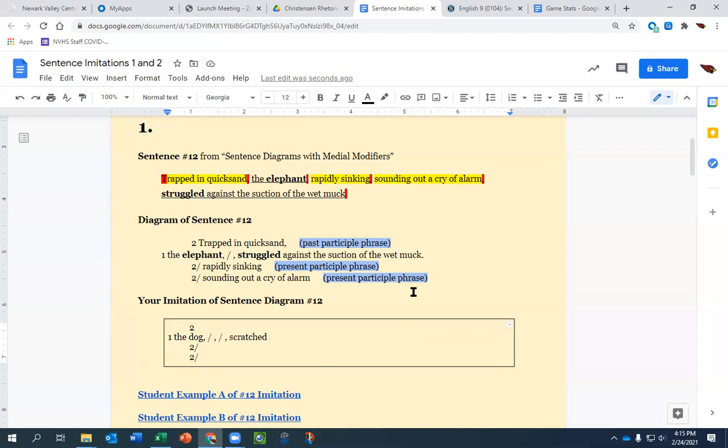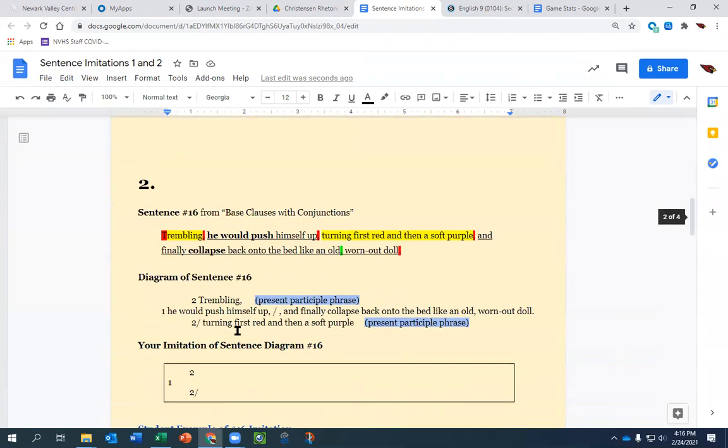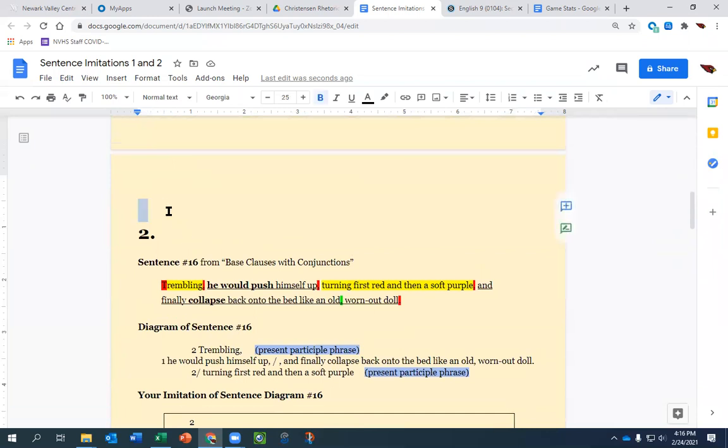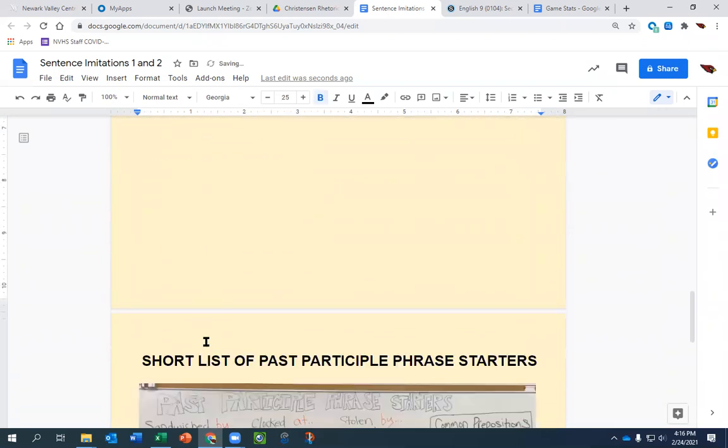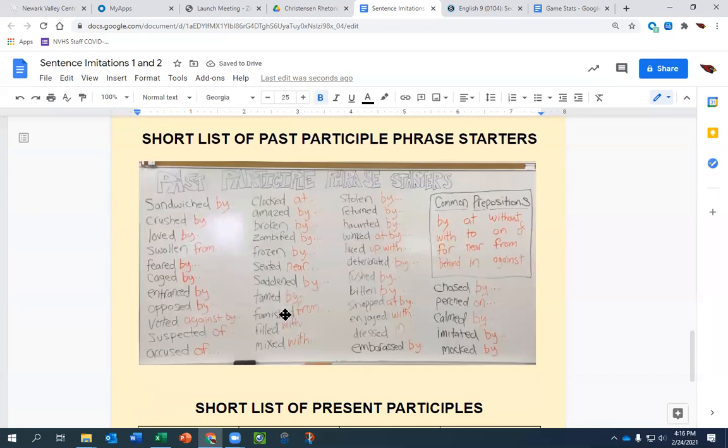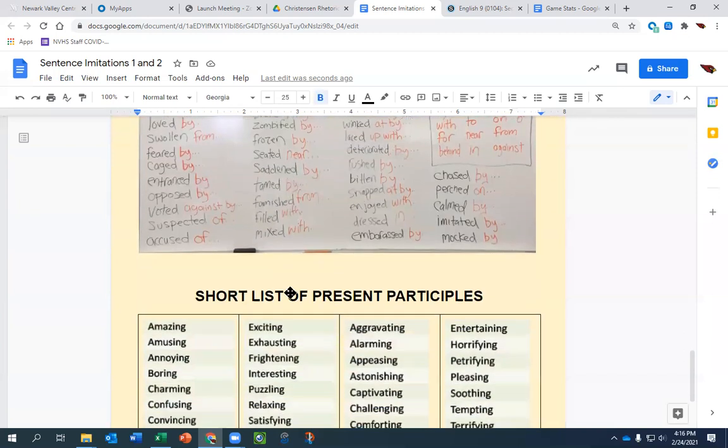So I went with the dog scratched at an itch behind its ear. And the sentence ends here because the two interruptions occur here in the medial position of the base clause. And then I spent a long time, I'll be honest, staring at both of these resources, trying to figure out what I was going to write.